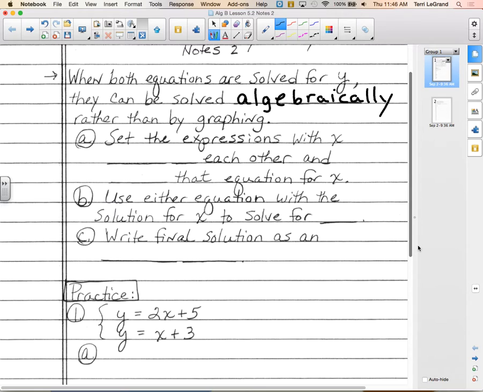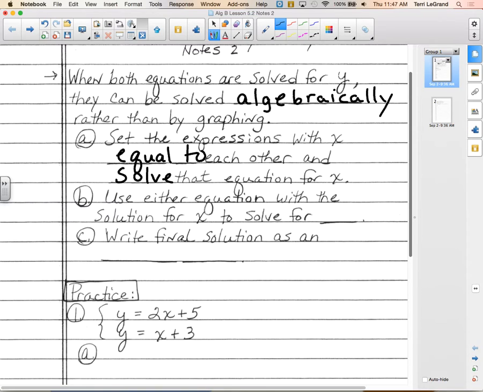Okay. So here's the steps we're going to follow. Set the expressions that have the x in them. So in other words, we have y equals our mx plus b. Each of them is going to have their own expression, y equals the expression mx plus b. They have x's in them. Set those equal to each other. So in other words, we're going to ditch the y's and set those two expressions equal to each other. Then we're going to solve that equation for x. So today you will always be solving for x first.